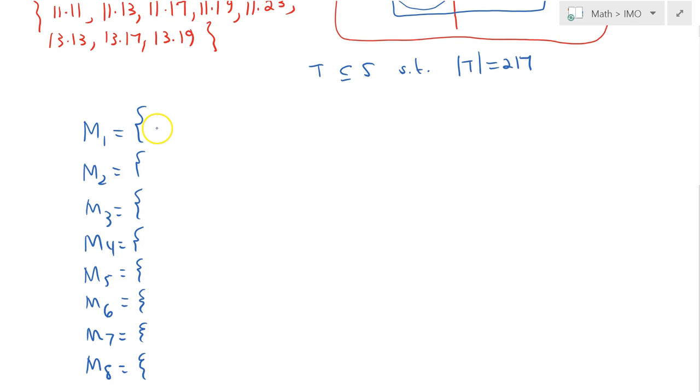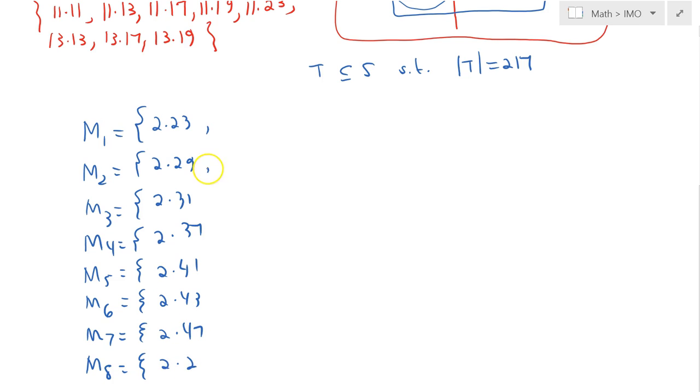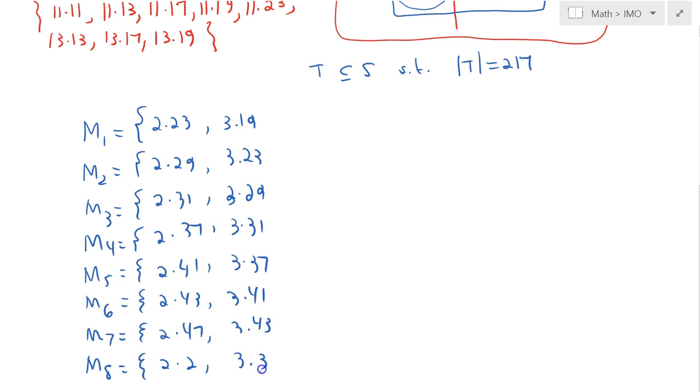Okay, so the first elements would be 2 times 23, 2 times 29, 2 times 31, 2 times 37, 2 times 41, 2 times 43, 2 times 47, and 2 times 2. And then the second elements would be 3 times 19, 3 times 23, 3 times 29, 3 times 31, 3 times 37, 3 times 41, 3 times 43, 3 times 3.